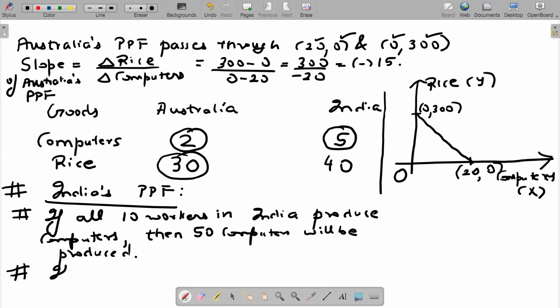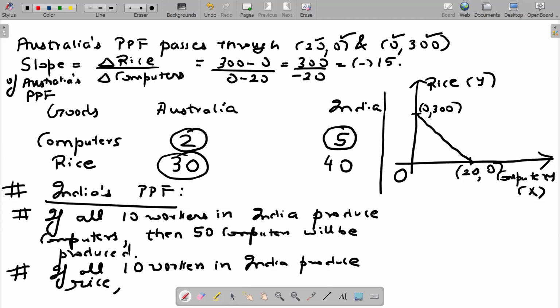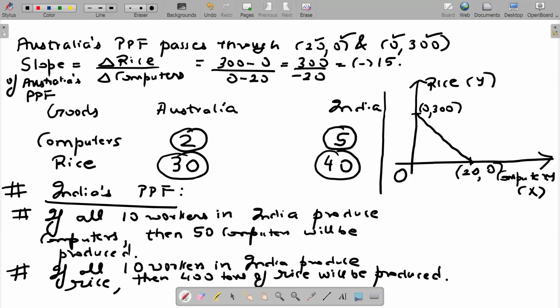And I can similarly write, if all the 10 workers in India produce rice. Remember, one worker in India can produce 40 tons of rice. So 10 workers will produce 400 tons of rice. So I can write then 400 tons of rice will be produced.